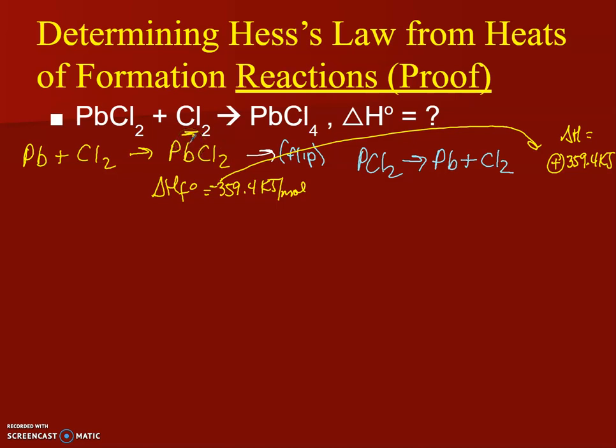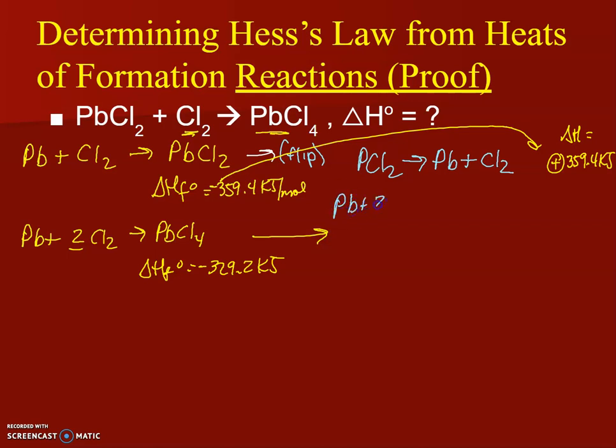Next I have my formation of Cl2. Well, that's already made, so I don't have to worry about it. And then I'm going to make PbCl4. So Pb plus 2Cl2 makes PbCl4, and its delta H of formation is negative 329.2 kilojoules. Since this one is fine, I'm just going to write it over here in the exact same way. Pb plus 2Cl2 yields PbCl4, and my delta H value I leave just the way it is, negative 329.2 kilojoules.